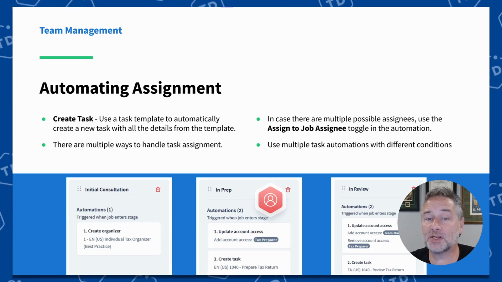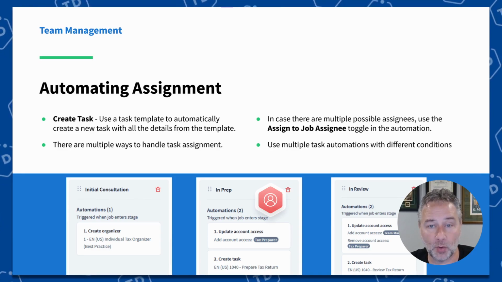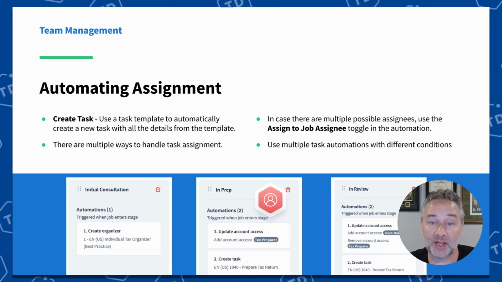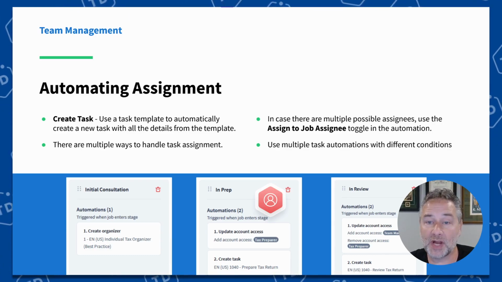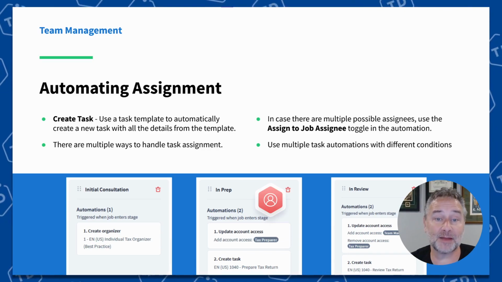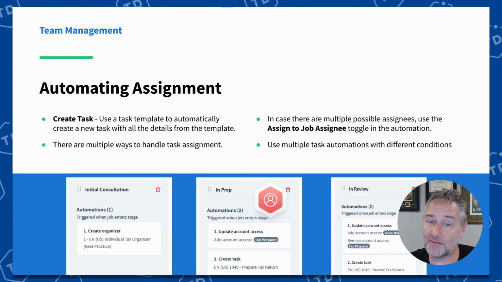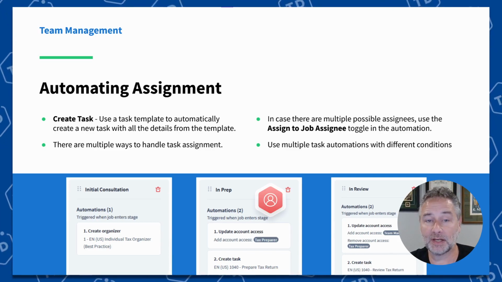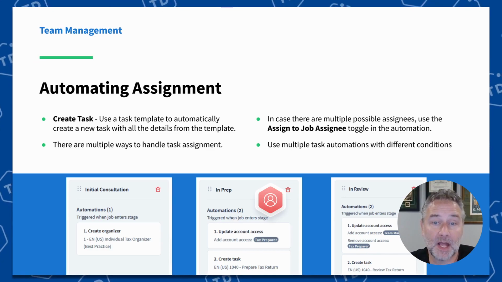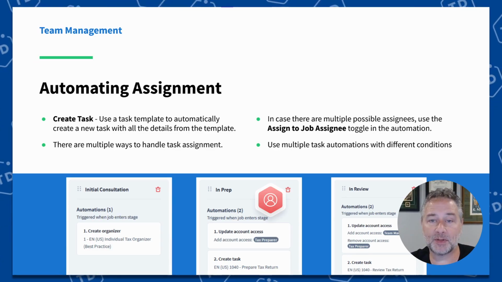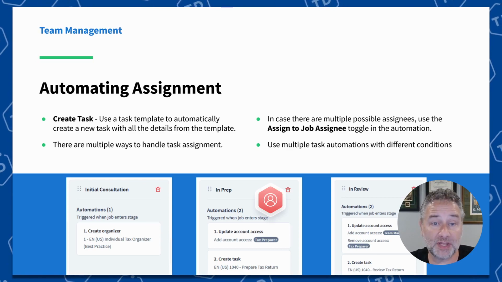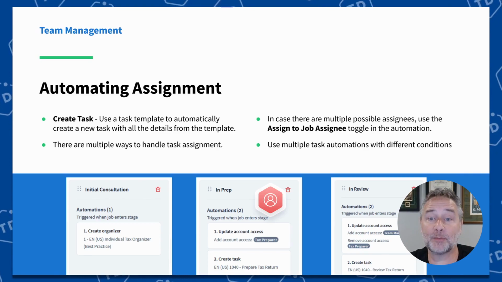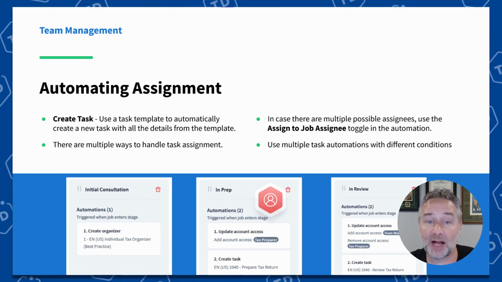Now, the difference in your approach will depend on your process. If it's always that one team member that's going to be assigned, well, then you can just create a task template that has them set as the assignee, and every time the automation is triggered, they will get assigned. Now, option number 2. If you have multiple possible tax preparers, but they all do the same task for different clients, you can add it and then simply enable the assign to job assignee task.